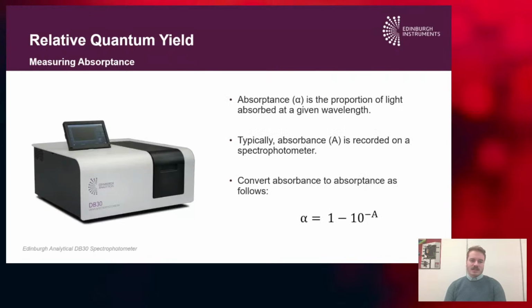So the first step is typically to measure the absorptance of our sample. Absorptance is defined as the proportion of light absorbed at any given wavelength. Typically, a spectrophotometer will measure in units of absorbance, which is logarithmic, and we need to convert this to the proportion of light using the equation you see there. The absorptance is equal to 1, total absorption, minus 10 to the negative absorbance.